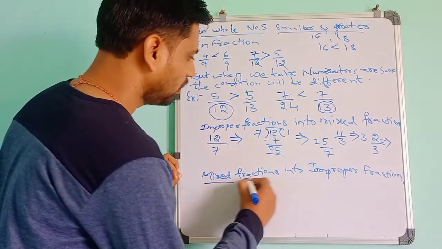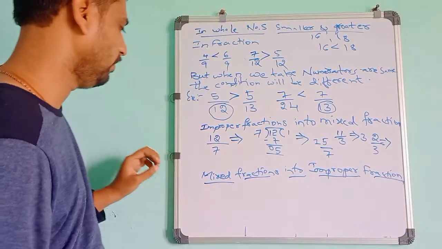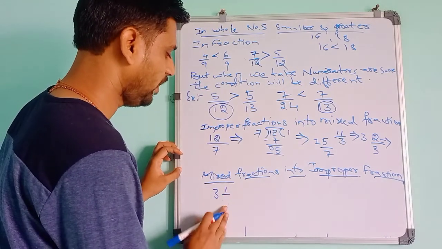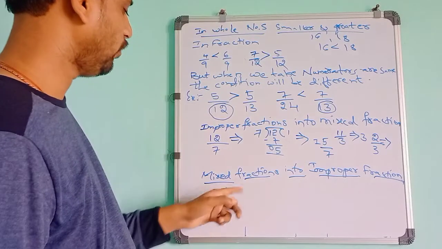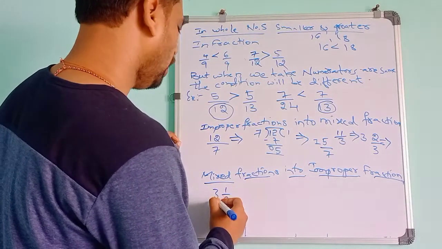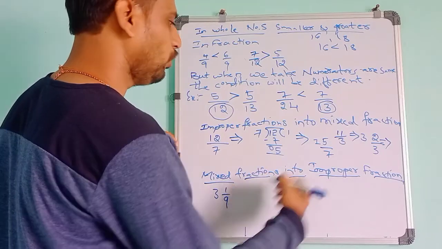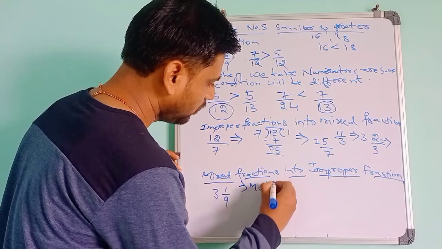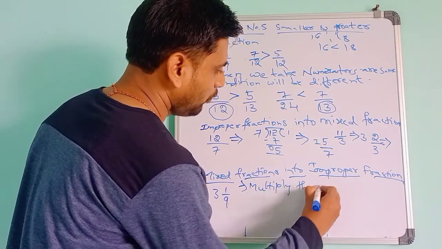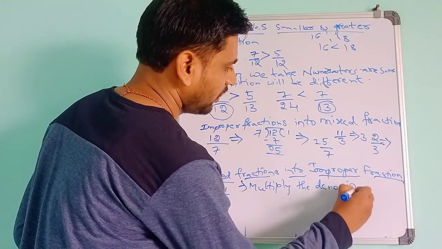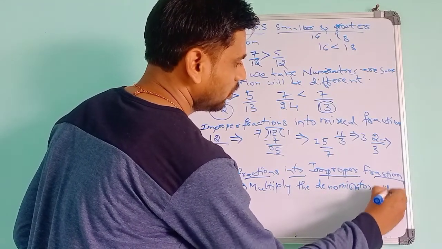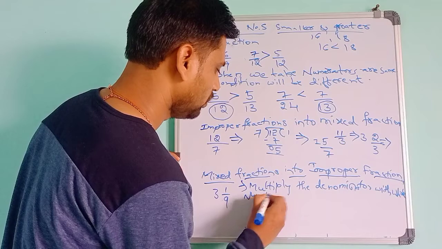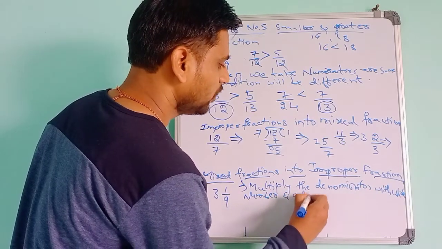Now mixed fractions into improper fractions. Take 3 integer 1 by 9. Proper fraction and a whole number, so it is a mixed fraction. So how to convert it into an improper fraction? You have to multiply the denominator with the whole number and add the numerator.